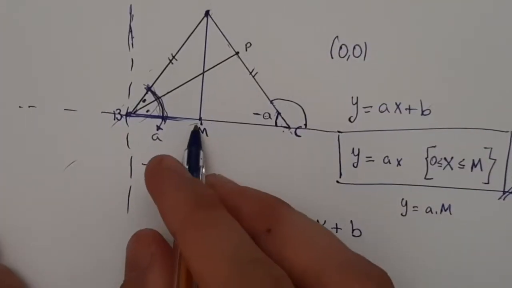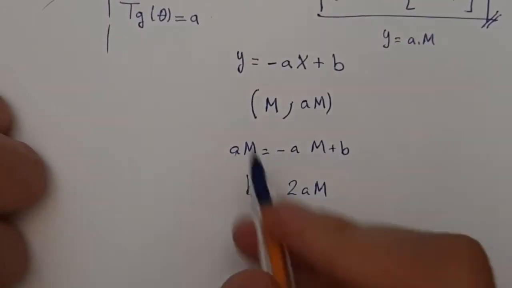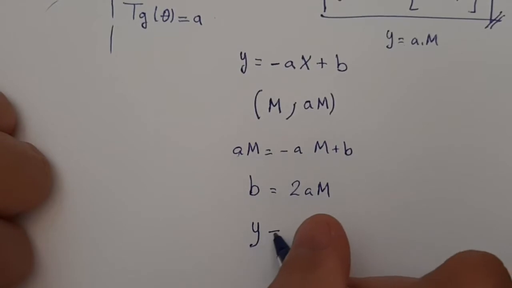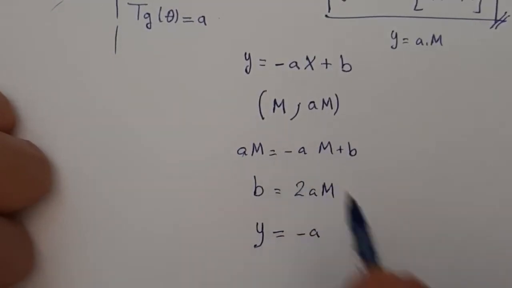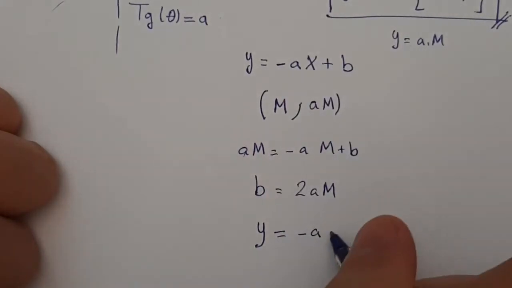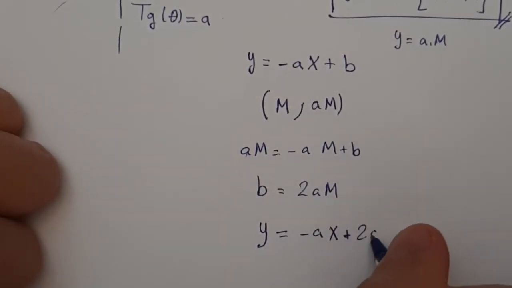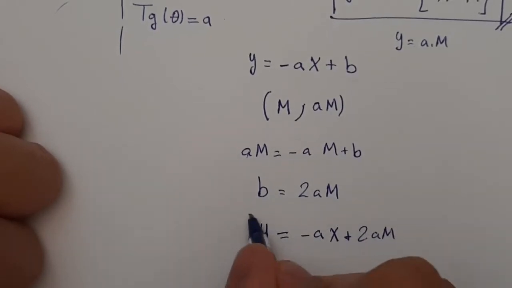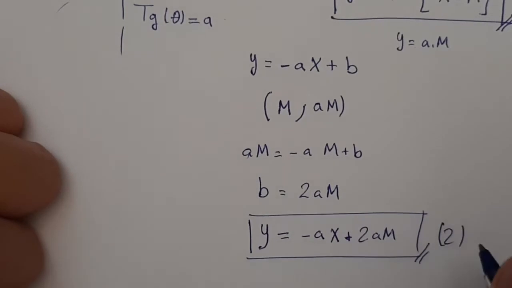Remember that m is the medium point, okay? So our second equation for our second line is equal to what? Is equal to minus a multiplied by x plus b, but b is equal to 2am. So this is our second equation, okay?